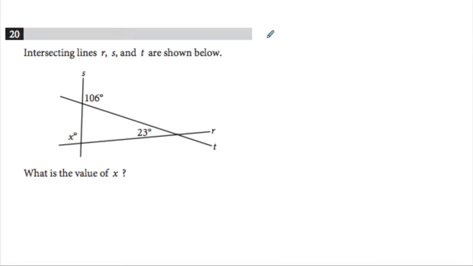Why? Well, because we have a figure. I noticed that I have intersecting lines, and they tell us that they're intersecting lines R, S, and T. And it wants us to find the value of X. Well, with most geometry problems, you actually have to do some work. If I want to find the value of X, number one, I want to see if there could be a relationship. And there's several ways you could handle this problem.